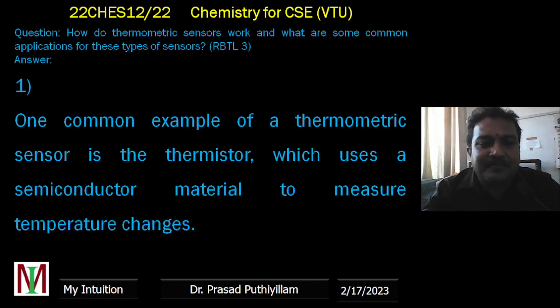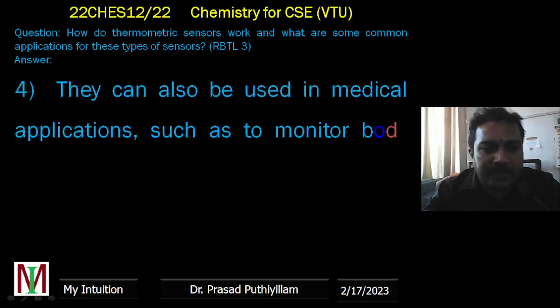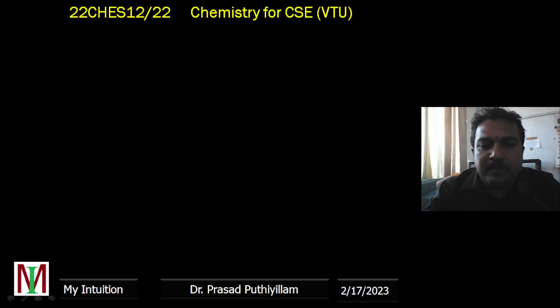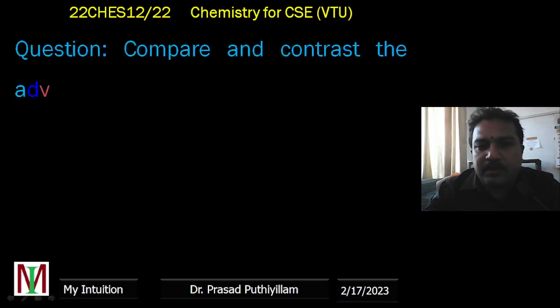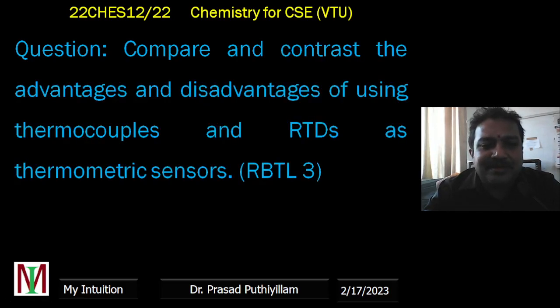One common example of a thermometric sensor is the thermistor, which uses a semiconductor material to measure temperature changes. They can also be used in medical applications, such as to monitor body temperature during surgery or to detect the onset of a fever in a patient. Temperature is related to fever, so usually thermometric sensors are used for that.